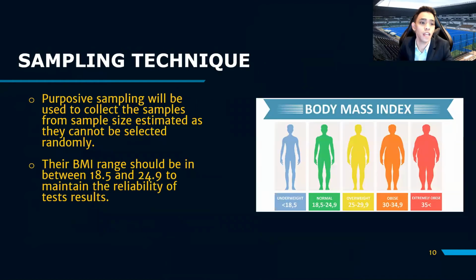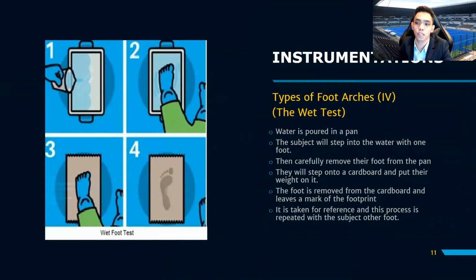Moving next, the sampling technique. Purposive sampling, which is non-probability, will be the sampling technique used to collect the samples, as they cannot be selected randomly. Samples with BMI in a predetermined range will be selected to limit variability in generalizability. Their BMI range should be between 18.5 and 24.9 to maintain the reliability of the test results.